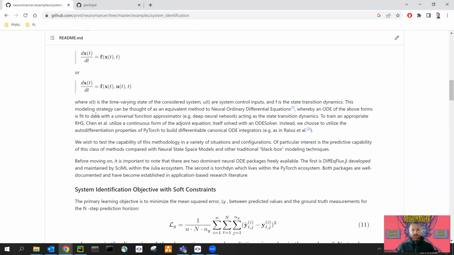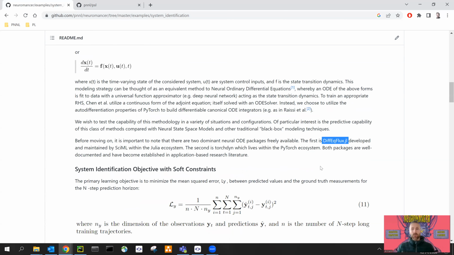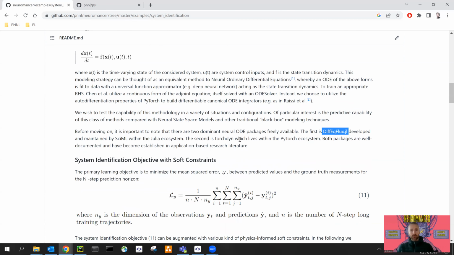So before moving on, it's important to note that there are two dominant neural ODE packages that are freely available. The first one is differentiable equations library developed by Julia community in their SciML ecosystem. It's probably the most powerful differentiable equation library out there. The second one is the TorchDyn, which also builds on PyTorch ecosystems, the same like NeuroMANCER. And these both packages are well documented and has been well established in application-based literature.